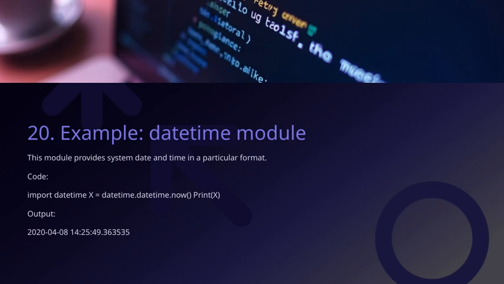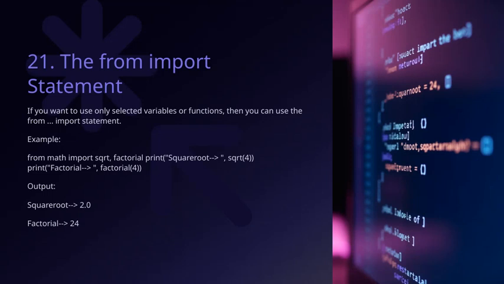All right, let's talk about the from import statement. So if you only need specific variables or functions from a module, you don't have to import everything. Instead, you can use the from import syntax. For example, if we're working with the math module and only need the square root and factorial functions, we can write from math import sqrt, factorial.